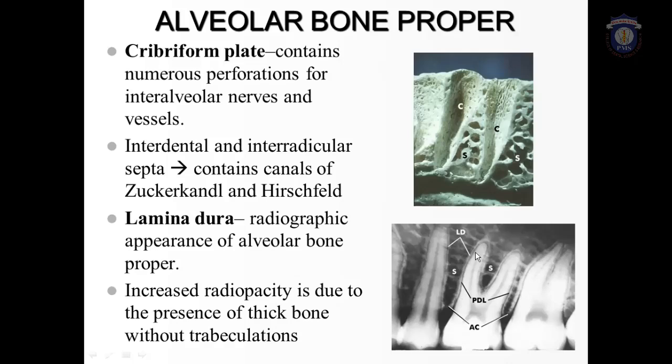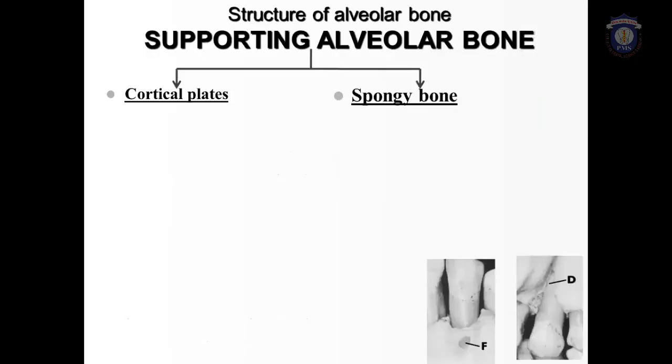The lamina dura is the term used for the radiographic appearance of alveolar bone proper, and on the radiograph, as we can see here, it is seen as a white distinct line which shows the integrity of the alveolar bone surrounding the tooth. So increased radiopacity of the lamina dura is due to the presence of thick bone without trabeculations.